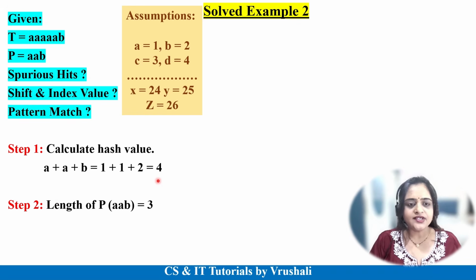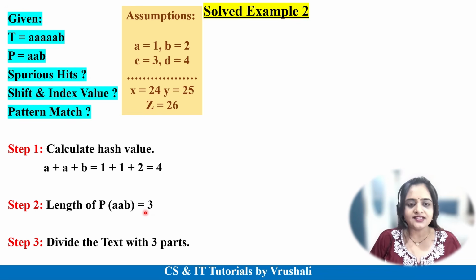Now our second step: you have to find the length of P. Our pattern is AAB, so the length of P is 3. And our step 3 is, you have to divide your complete text into parts of 3, because the length of our pattern is 3 and you have to find this pattern inside this text. Got it? So what are the steps? First, calculate a hash value as per the assumptions, find the length of the pattern, and divide the text into parts of 3.